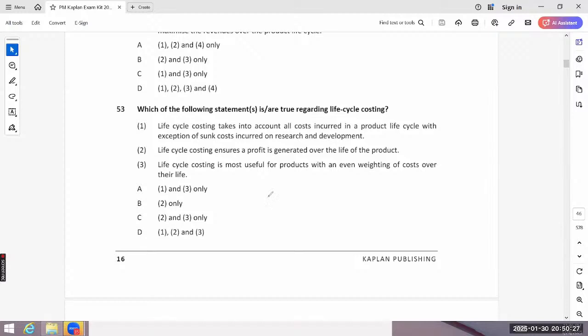Let me explain. In life cycle costing, for example, in years 1, 2, 3, the sale price would be 100, 100, and 100. But the cost in the initial year will be 120, then it will be reduced, and then there will be a significant decrease. So this is the concept of life cycle cost. Even cost means in each year we have the same cost. So the third statement is not right. So again, option B is the right option. Got it?